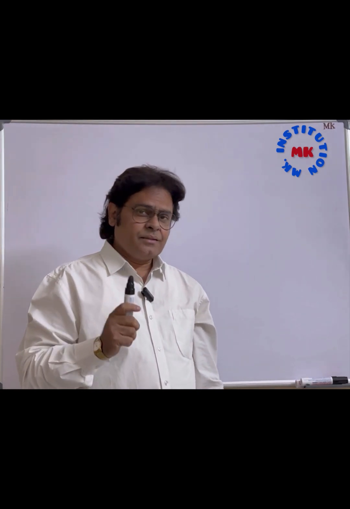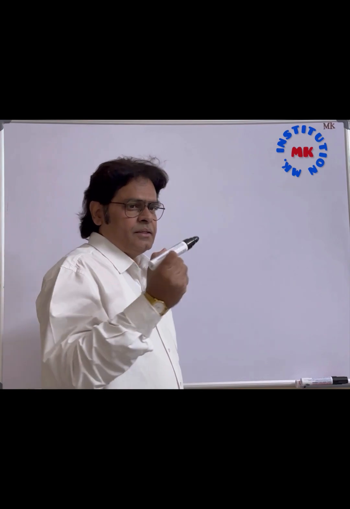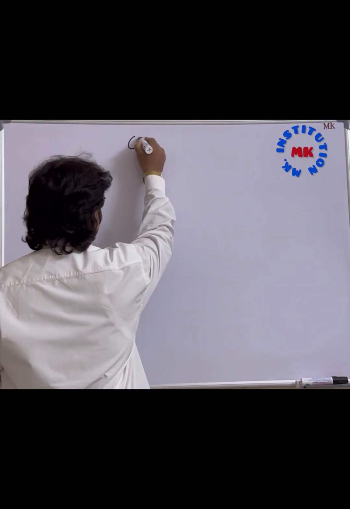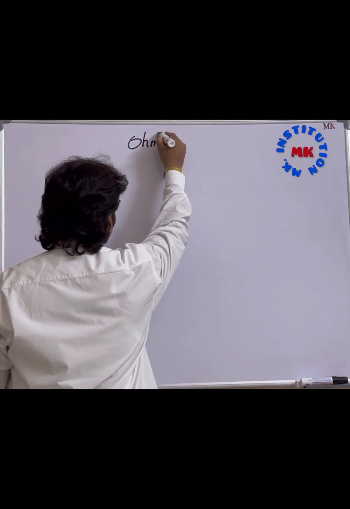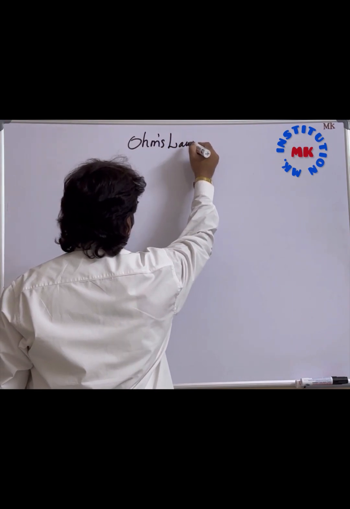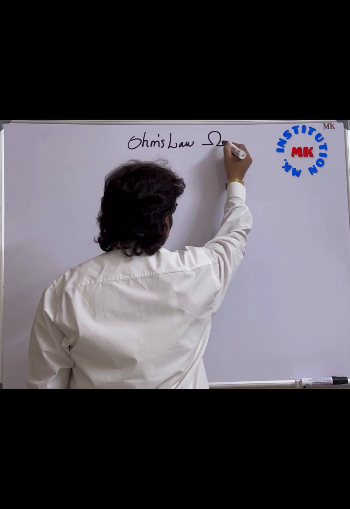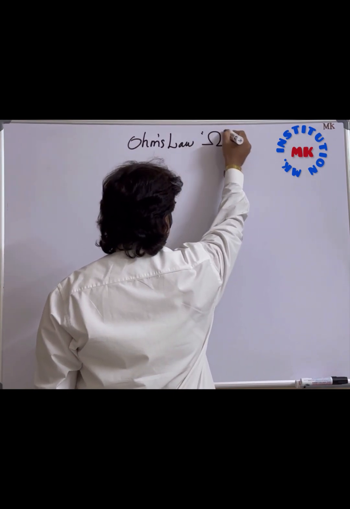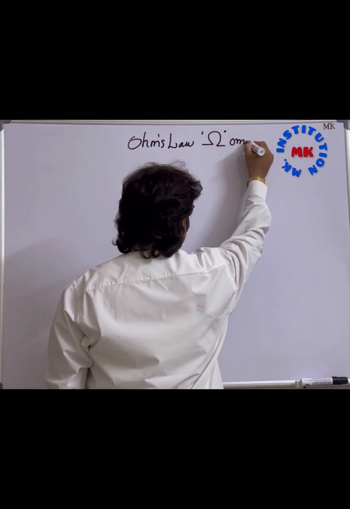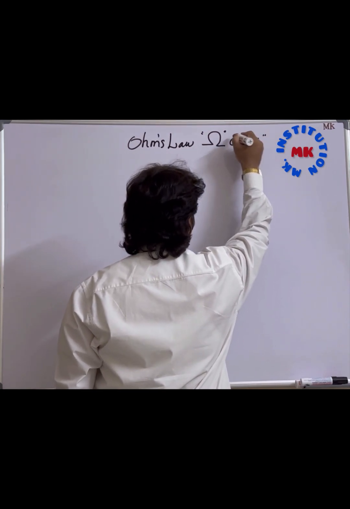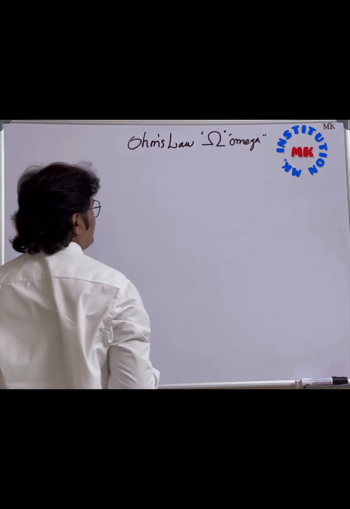Okay, in physics, one topic is Ohm's law, a very important topic for classes 10th, 11th and 12th. Clear? The topic name is Ohm's law. And the symbol of Ohm's law is this one, this is omega. The symbol is called omega, a Greek letter.